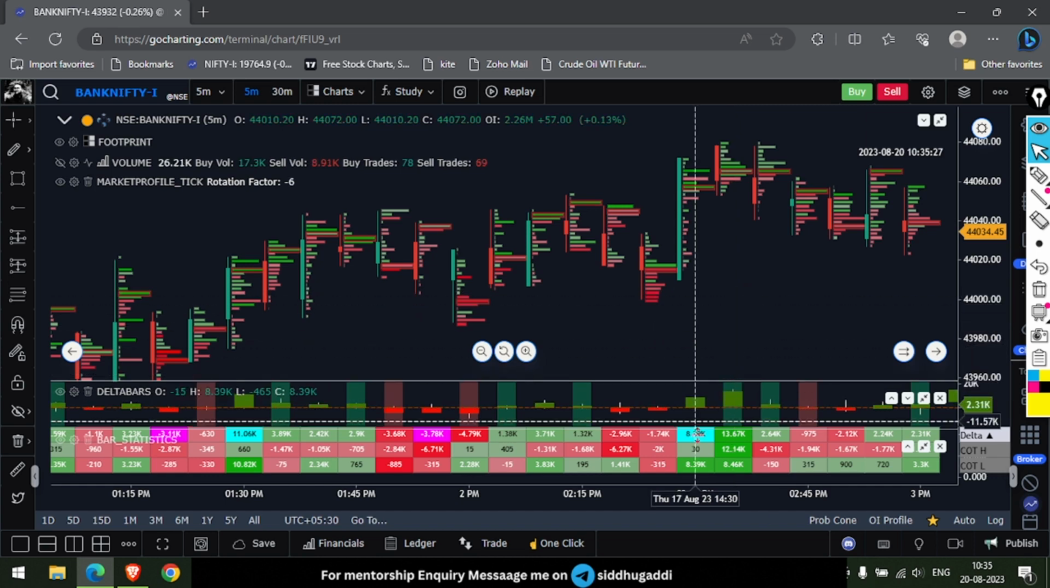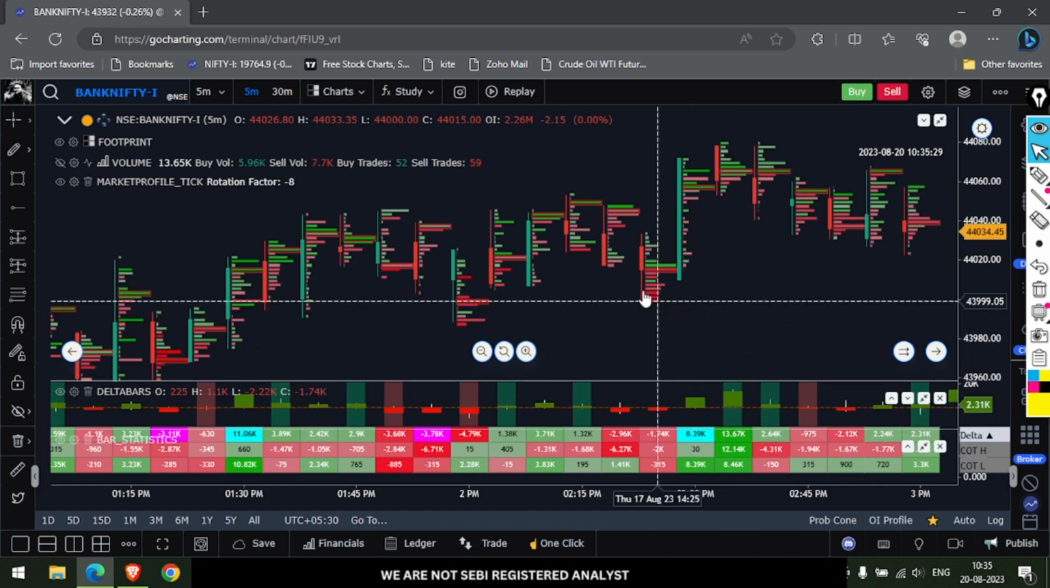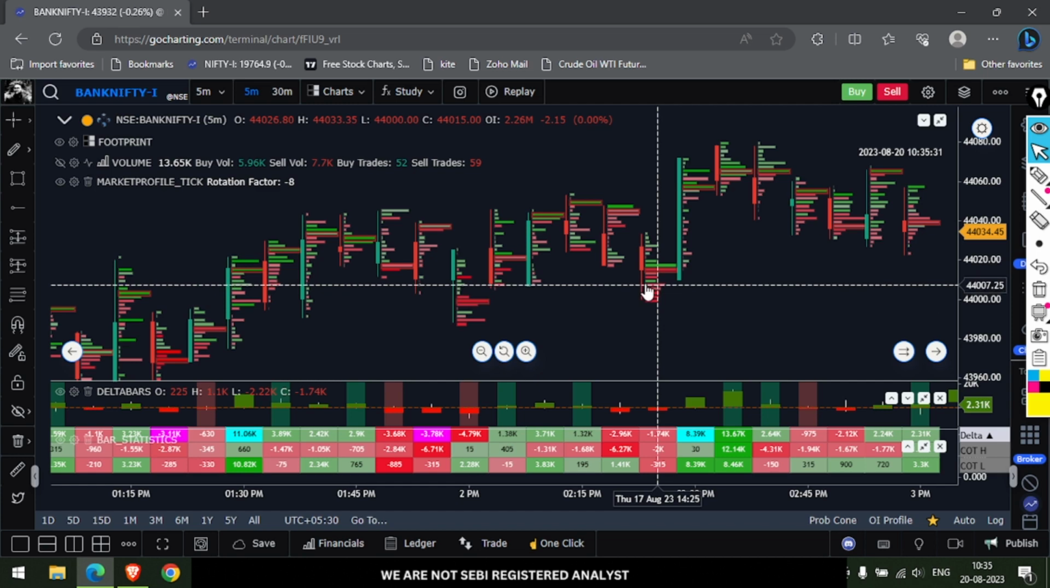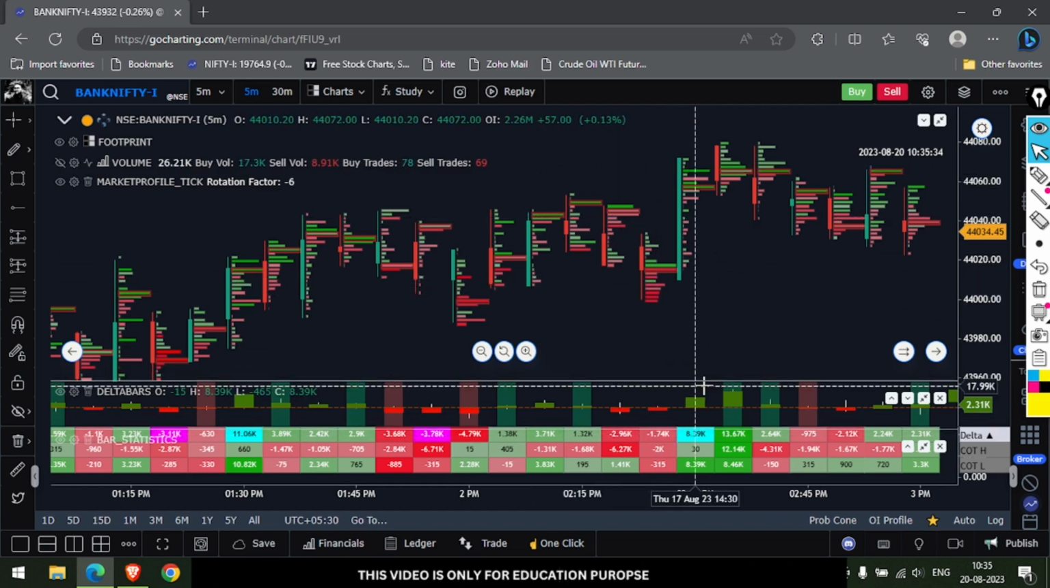Simply based on the delta, I'm not going to initiate my trade. Simply based on the footprint, I'm not going to initiate my trade. I combine the footprint with this delta, and only then will I take the decision about what's really happening there.